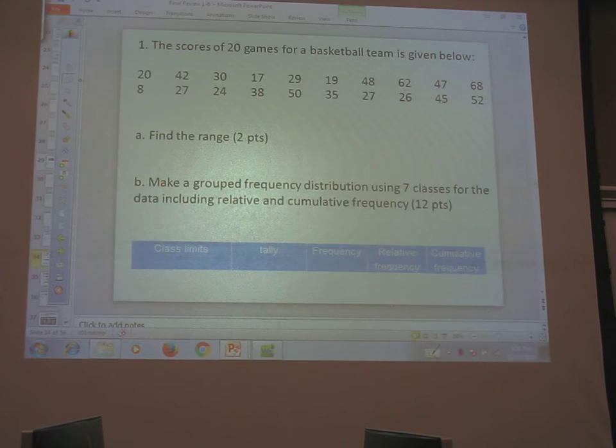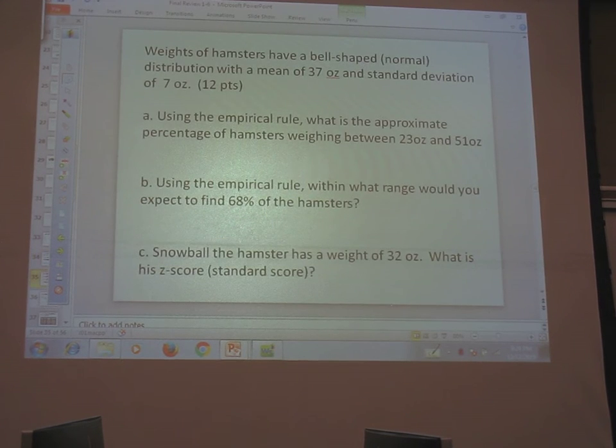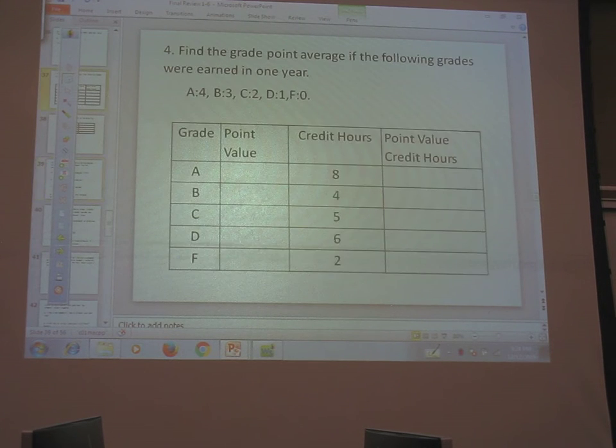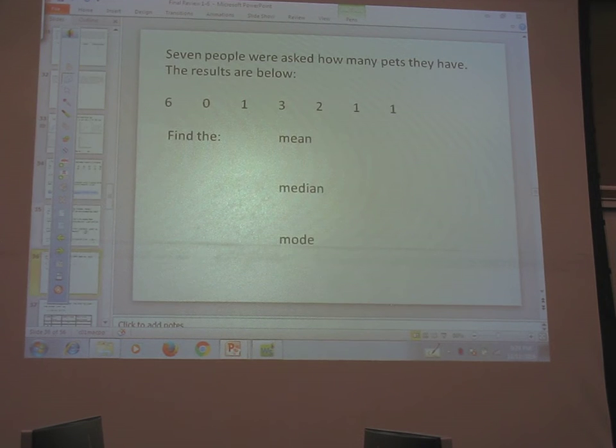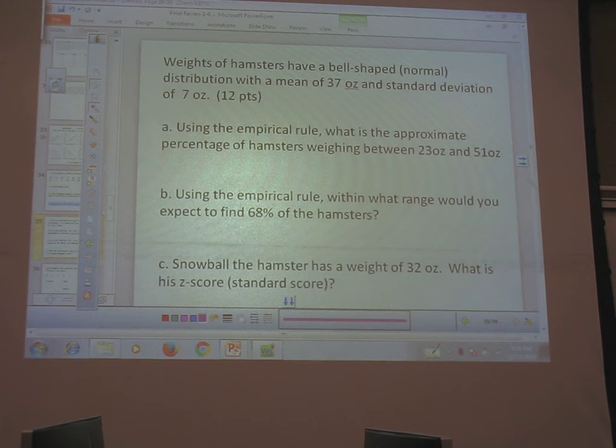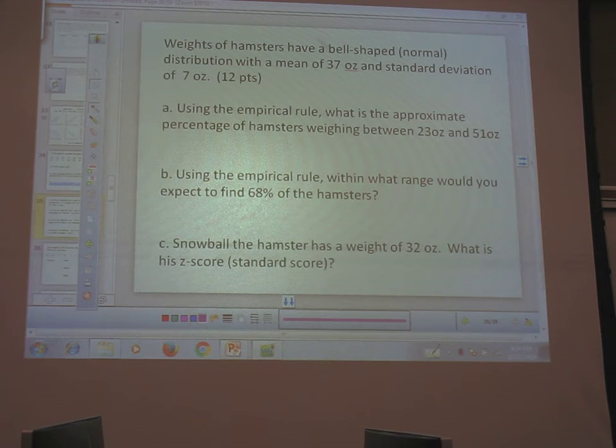Alright. Now, let's take a look at weights of hamsters. Snowball. You guys remember the empirical rule? The empirical rule. 60 something, what was it? 68, 95, and 99.7. Sorry. It's okay. It's been a long time.